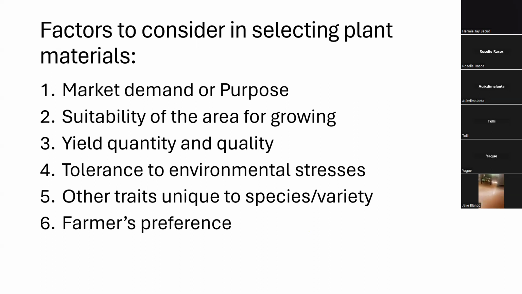Then fifth factor, other traits unique to species or variety. So ano ba yung mga traits na pwede natin pang i-consider? For example, sa ating mga fruit crops, sa ating mga bungang kahoy. For example, sa watermelon, we have red flesh at meron ding yellow yung flesh. So dapat rin natin i-consider ito since some consumers prefer red from yellow. So kailangan natin i-consider yung mga factors na iyon.